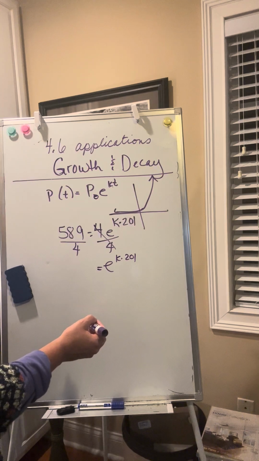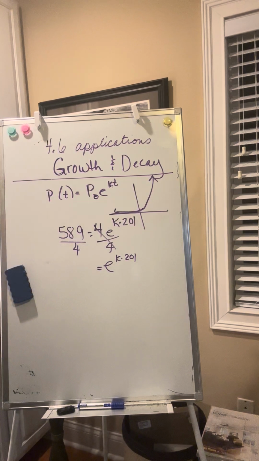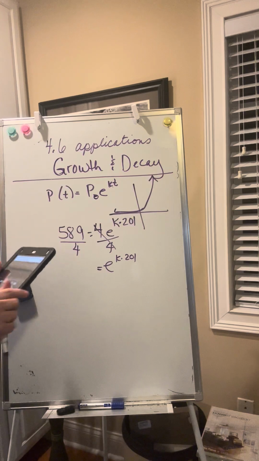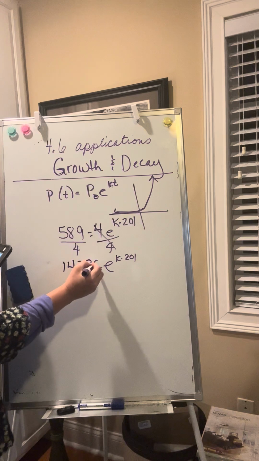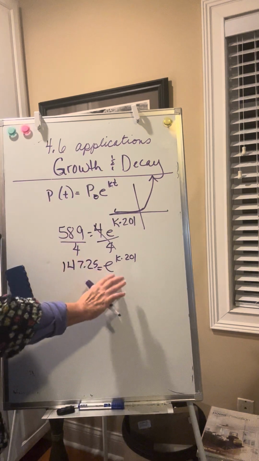And what is that? I don't think I showed that. I think I just said here's what the answer is. But what you would do is divide 589 by 4. And you know I only write that down if it's a nice decimal. It is 147.25. And then I need to take the log of each side.